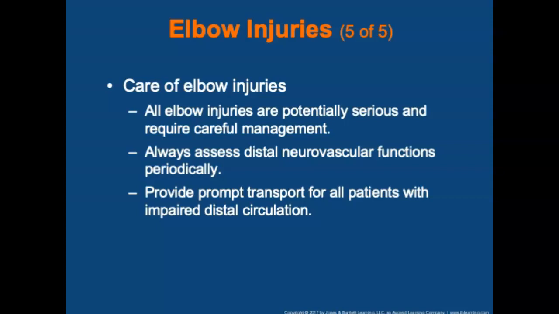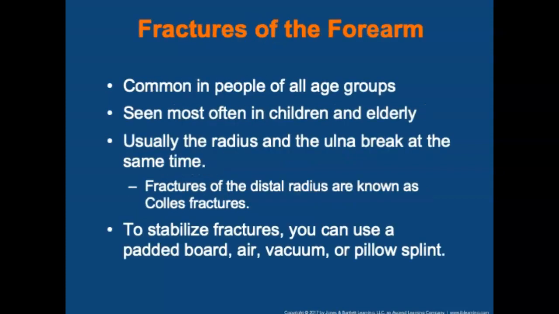Notify medical control immediately. If the limb is pulseless and significantly deformed at the elbow, apply gentle manual traction in line with the long axis of the limb to decrease the deformity. Provide prompt transport for all patients with impaired distal circulation. And then fractures of the forearm.